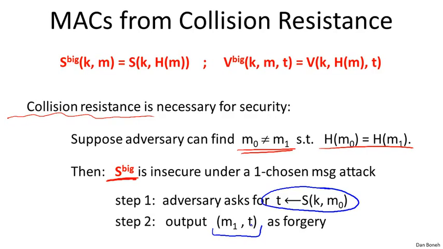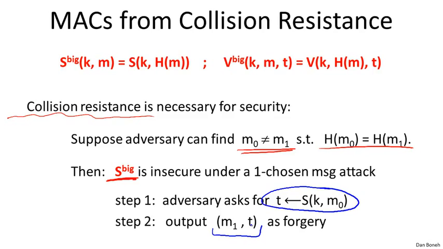I want to emphasize that if someone advertised even one collision for SHA-256, just one pair of messages that happen to have the same output under SHA-256, that would already make this construction insecure, because an attacker could then ask for the tag on one message, and in doing so, he would obtain the tag on the other message as well. And that would count as an existential forgery.